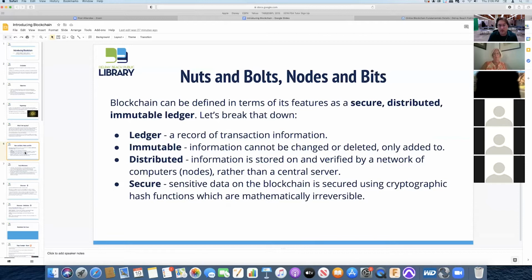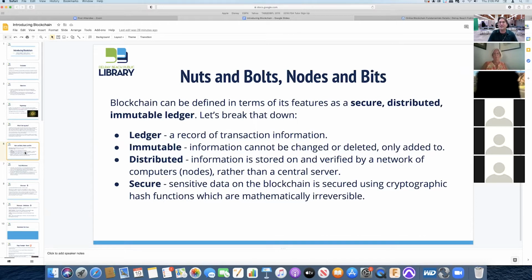It's distributed. The information is stored on and verified by a network of computers rather than a central server. Web 2.0 was the advent of cloud computing, where you had shared computing power all stored on a central server, like with Google Cloud or iCloud or any of the cloud sharing services that you use.